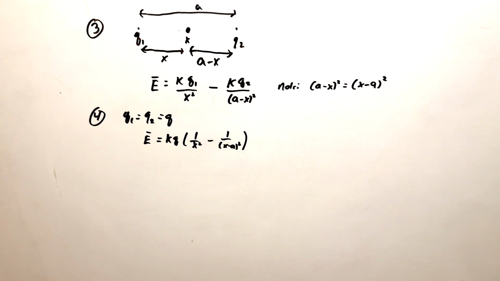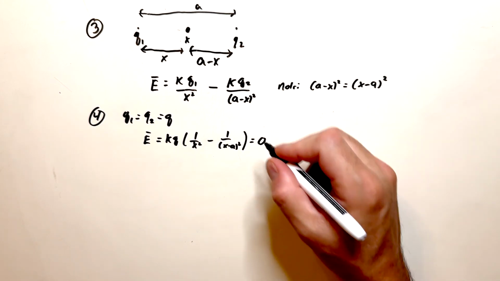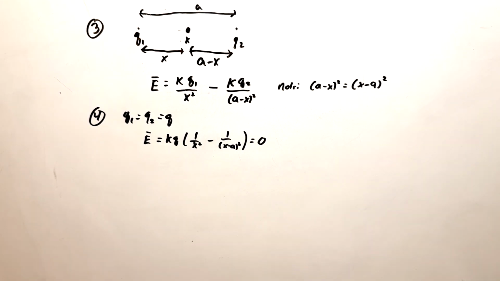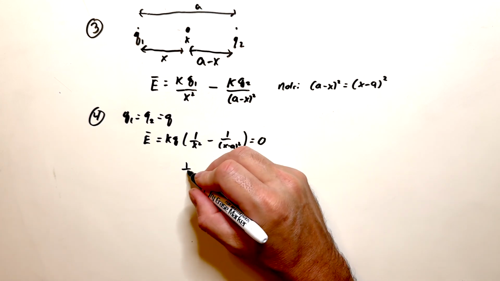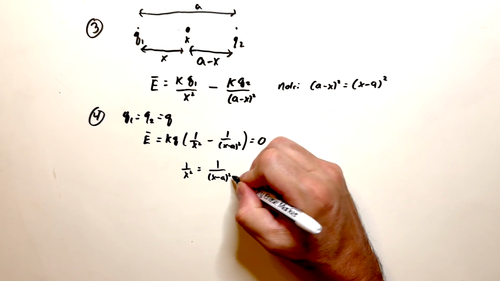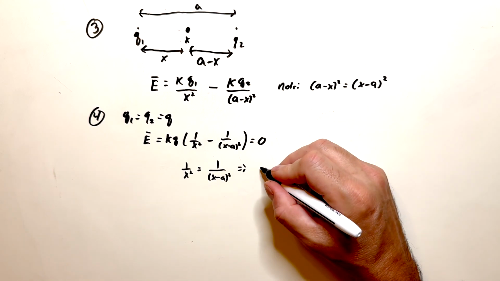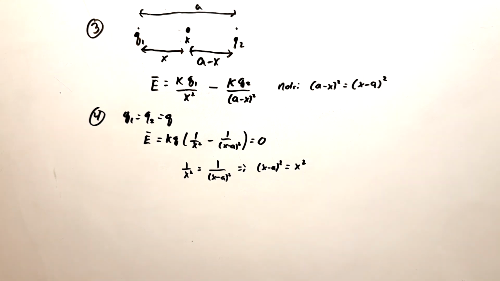Now let's ask, could this possibly be 0? Let's let it be equal to 0 and see what we get. The k, the Coulomb's constant, and the charge just cancel out, and we're left with the condition that 1 over x squared is equal to 1 over x minus a squared, which means that x minus a squared is equal to x squared.